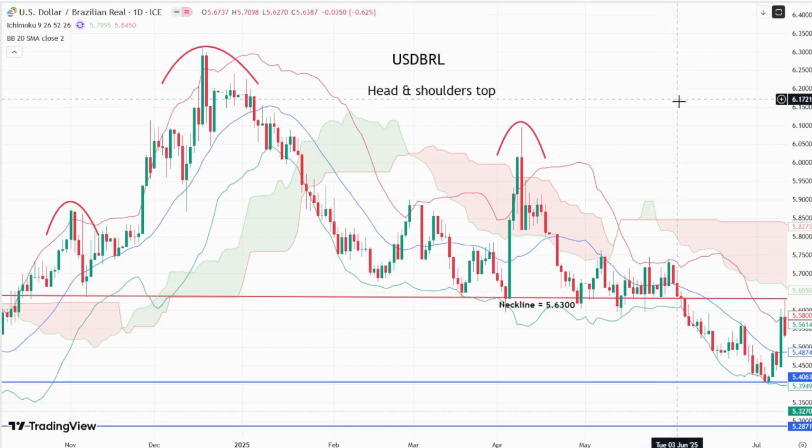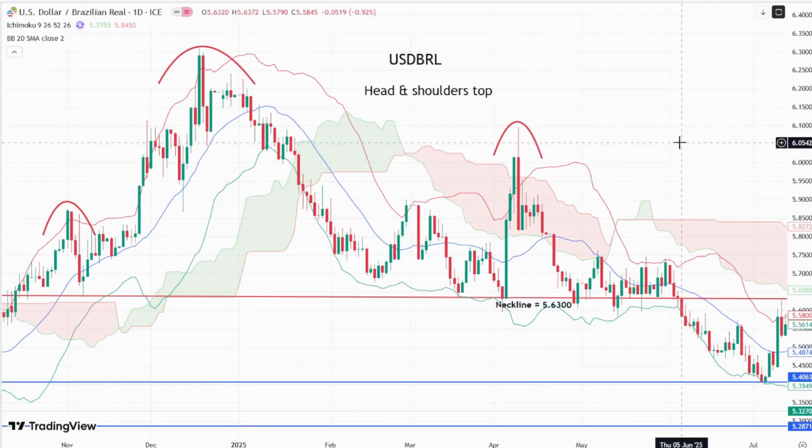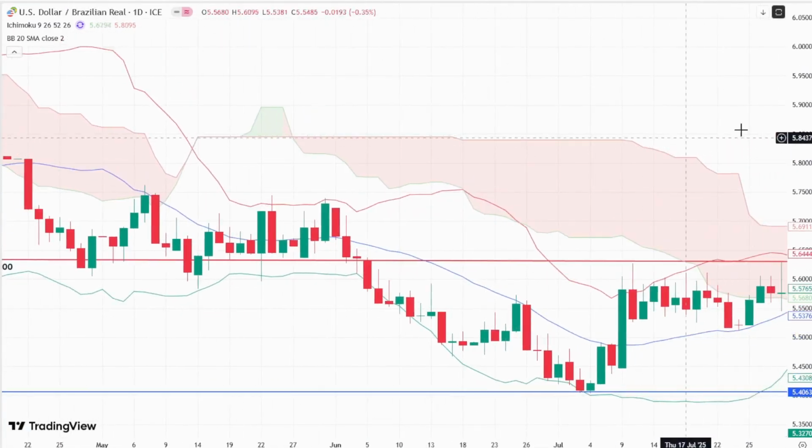I last updated dollar real on the 9th of August and maintained that it is still bearish because it completed a head and shoulders top. But let's examine the recent price action.